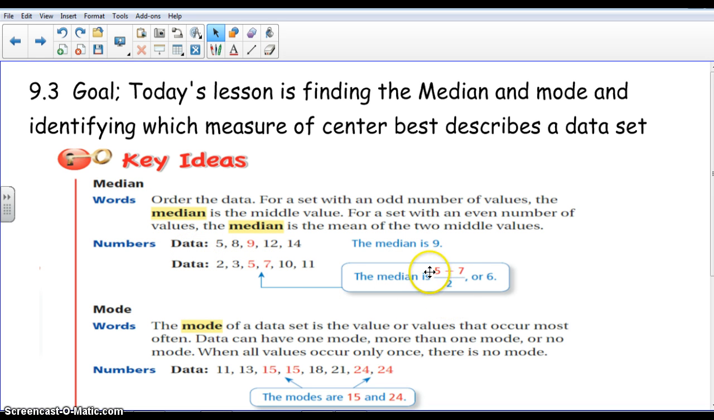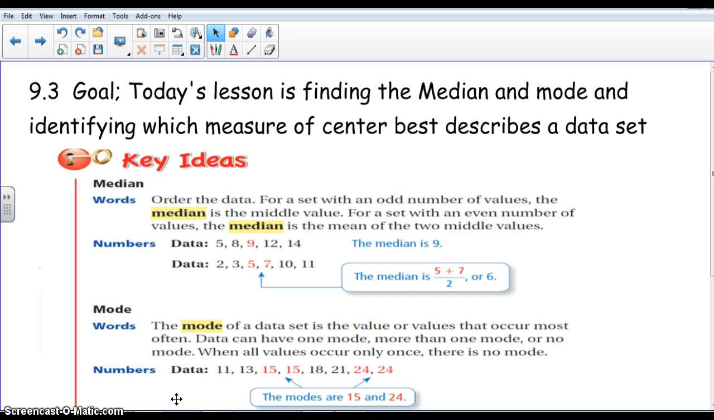In this case, they're split 3 and 3. So you would have to figure out 5 plus 7 divided by 2, just like you did for the mean, and 6 is the middle. This is obviously easy, but it will get harder as math gets harder.